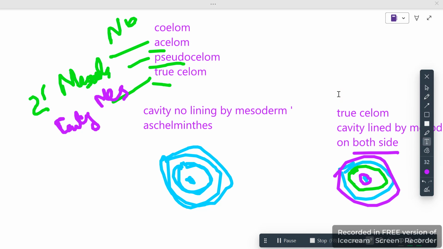So yes, true coelom, and in this we have phylum Annelida and phylum Chordata. Let me tell you more: this true coelom is also known as coelomates. We have the body cavity that is completely lined with the mesoderm, as I just discussed. So yes, this was all.